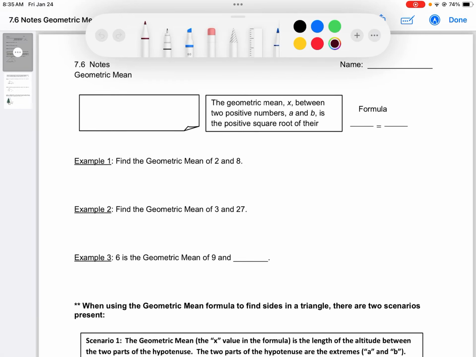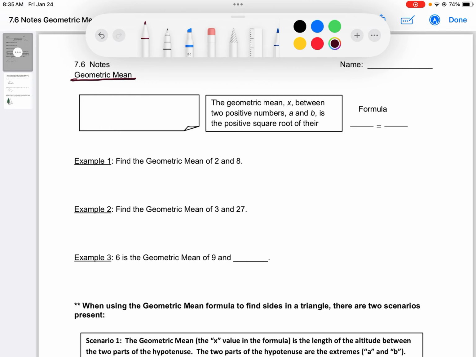I am about to attempt the 7.6 notes as the fastest video I've ever made, and so I'm not going to talk too much. If you need to pause it or slow it down, go ahead and do that. But 7.6 is our last day in Unit 7, and it is all about the geometric mean.